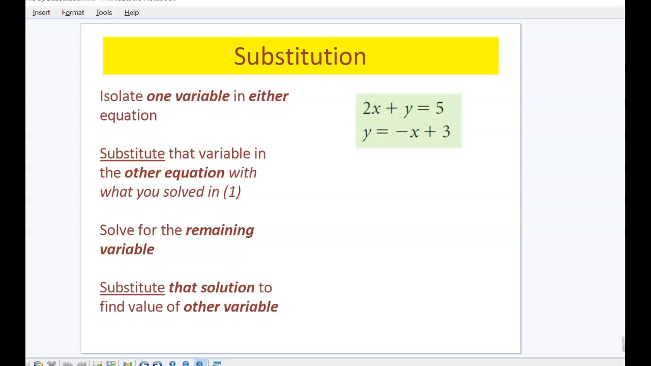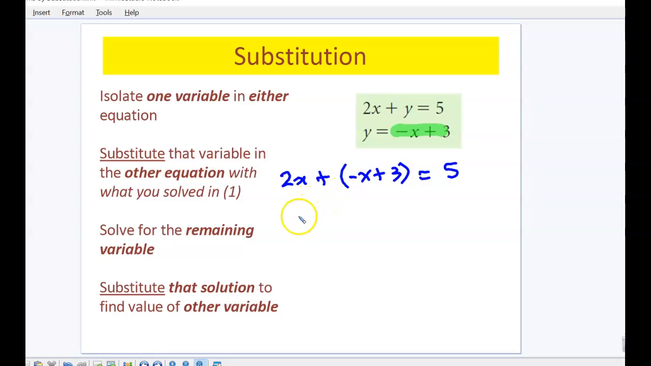So outlined on the left side of the screen here are the steps involved in solving a system by substitution. And the first one says isolate one variable in either equation. Well, we can see right here that we have y equals negative x plus 3, and y is already isolated. So what I'm going to do is in this first equation, wherever I have a y, I'm going to substitute in brackets negative x plus 3. So basically I've rewritten equation 1, and in place of y I put negative x plus 3.